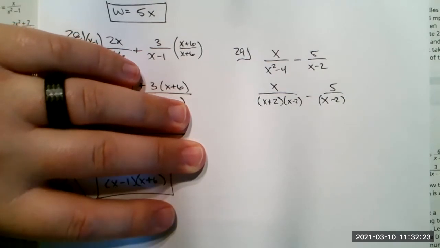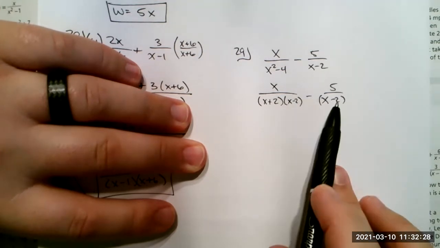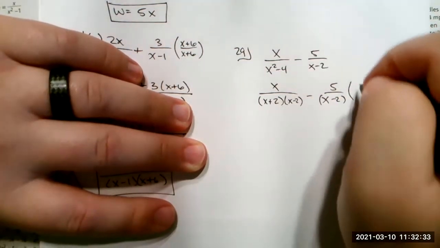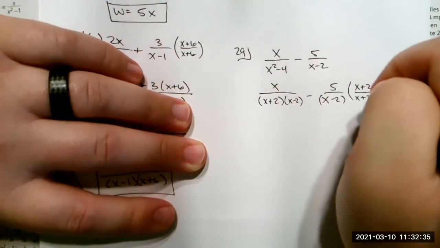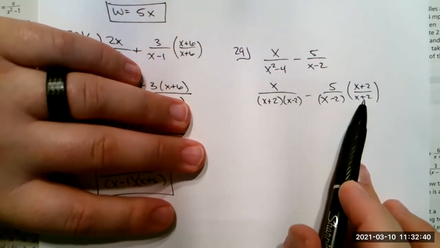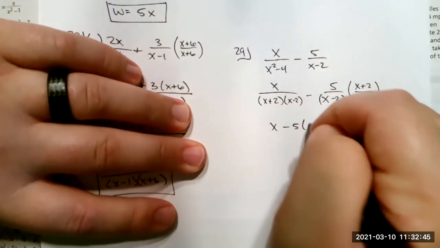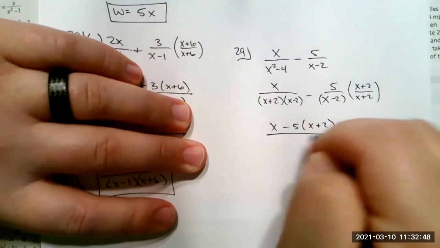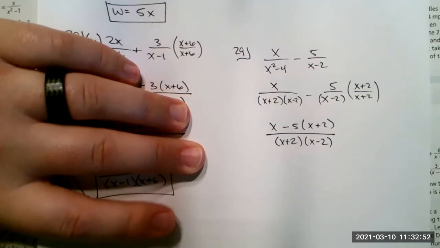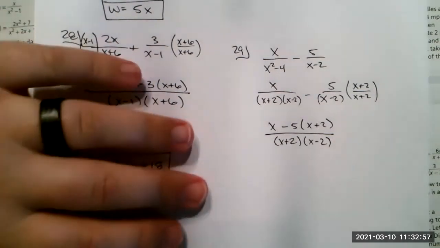Now, if I look, this is a lot like our example problem that we saw. They both have an x minus 2 as a factor, but this one over here doesn't have that x plus 2. So I'm going to have to multiply both the top and the bottom by x plus 2. Now they both have common denominators, so I can just subtract the numerators. So it's going to be x minus 5 times x plus 2 over that common denominator. Just like before, now's the point where we distribute that -5, combine like terms, simplify, all that kind of stuff.